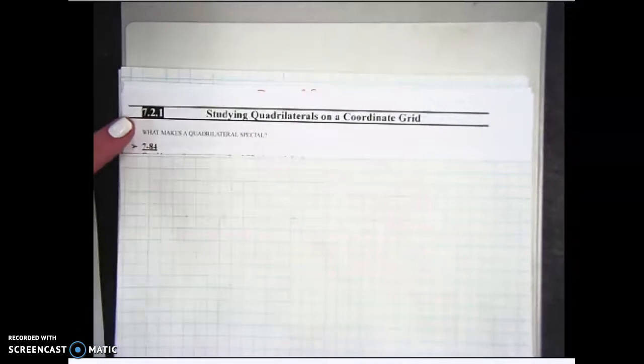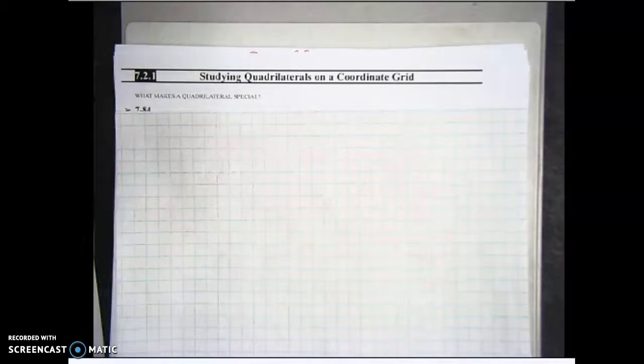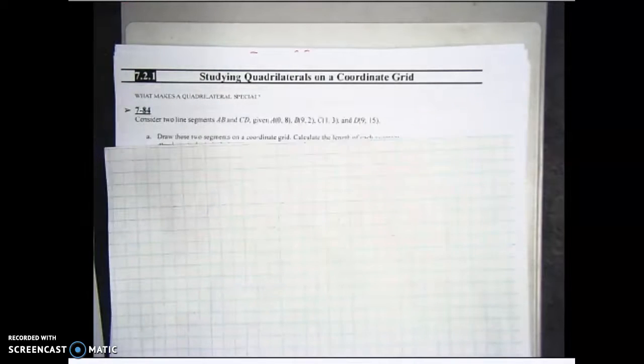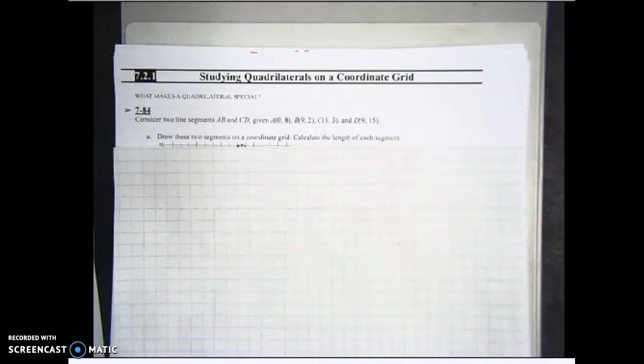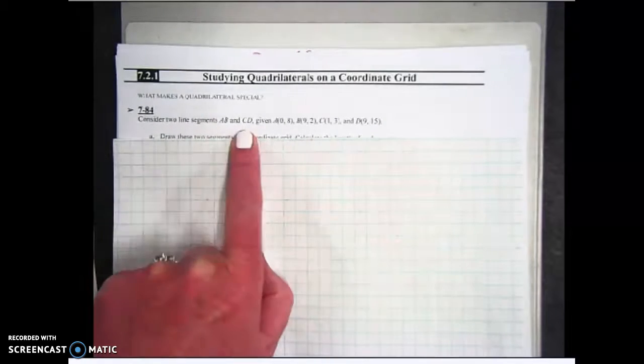721, which is titled Studying Quadrilaterals on a Coordinate Grid. We are going to answer the question, what makes a quadrilateral special? So question 784 says, consider the two line segments, AB and CD.